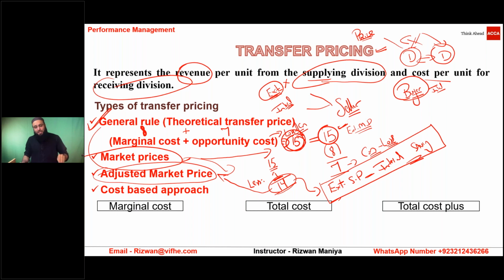So from the general rule perspective, you are selling at an external market price, but if there is any genuine saving, you remove it. That's not a harm for you. You're not losing anything. It's a genuine saving. That's why you are just deducting that. Which means you can sell for 14 as well. Agreed? Say yes or no. Is adjusted market price, or I would say external selling price minus the internal saving, clear to you?